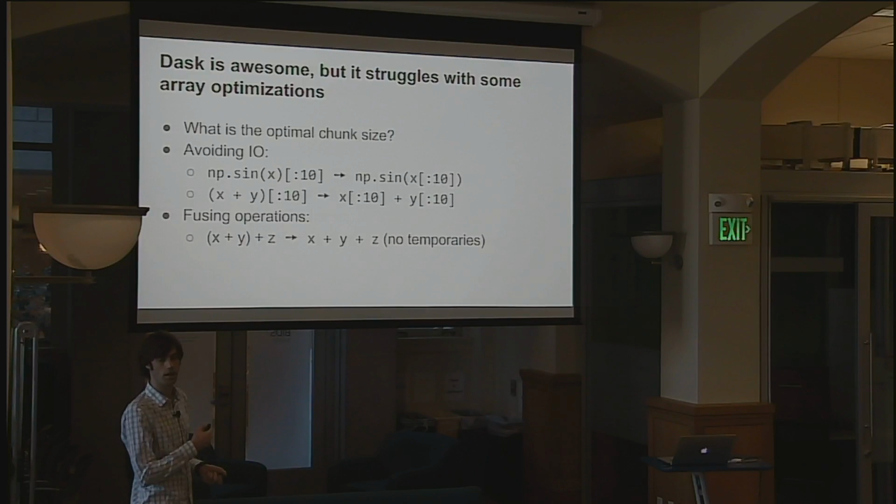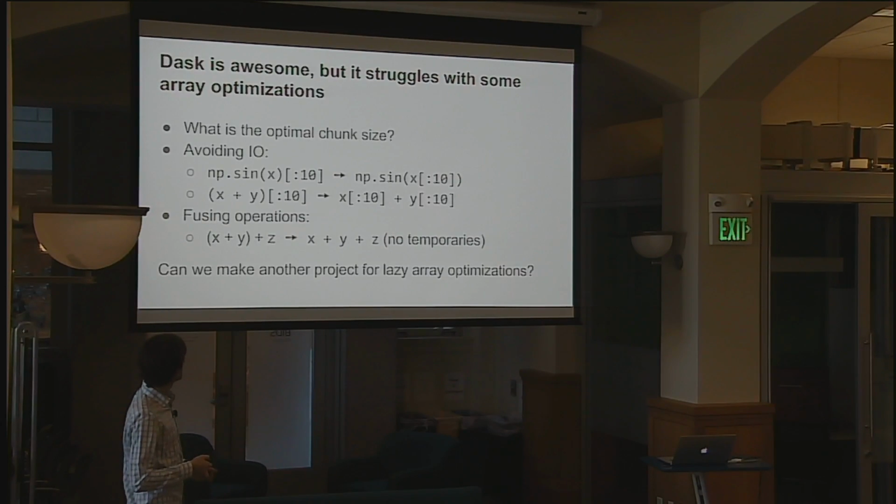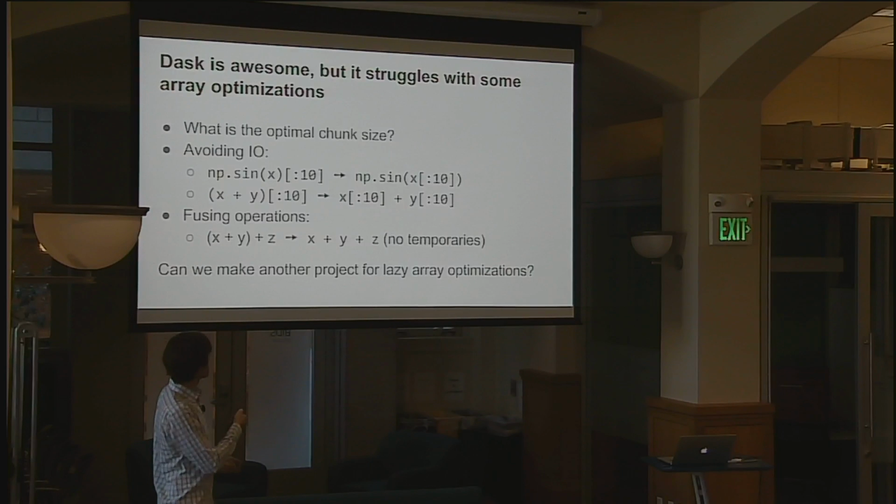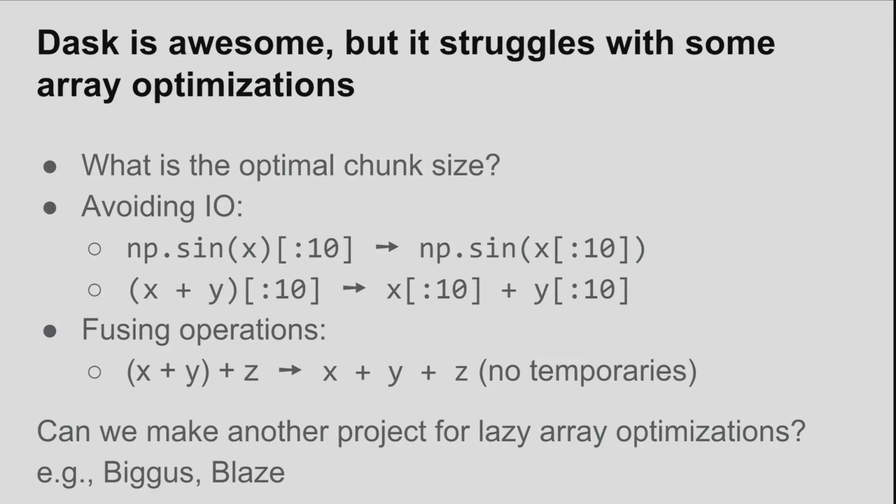There are some examples of tools that can do things like this, like Theano or Numba. So maybe there's room for another project for lazy array optimizations. I'll mention there are a few projects going in that direction that I'd really like to see improved upon and built as a tool that lives on top of Dask.